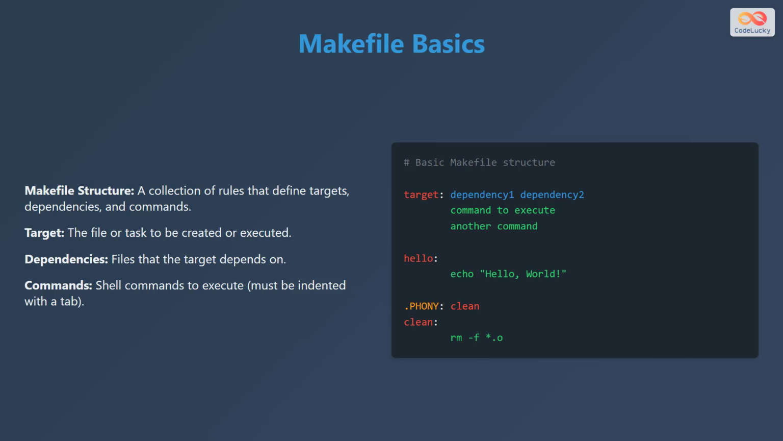Let's dive into the basics of a Makefile. A Makefile consists of a collection of rules. These rules essentially define targets, dependencies, and the commands needed to bring the target up to date. A target is the file or task that needs to be created or executed. Dependencies are the files that the target relies on. Finally, the commands are the shell commands that the Make tool executes. It's very important to note that these commands must be indented with a tab character, not spaces.